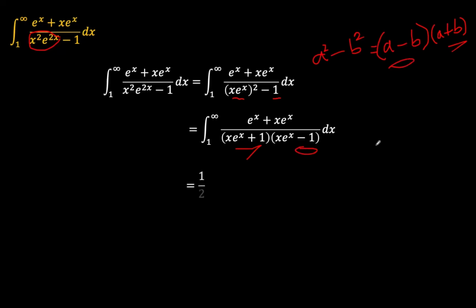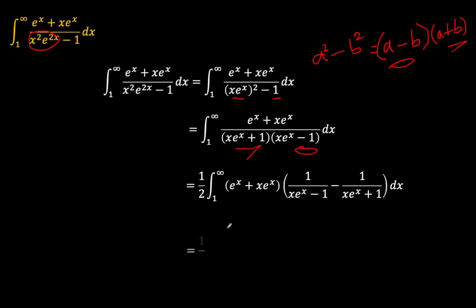Now, we can go ahead and express this as a partial fraction. Now we do that ignoring the numerator. 1 over the denominator is the same as 1 over x times e to the power x minus 1 minus 1 over x times e to the power x plus 1 times a half. Because when you combine this, you have a 2 in the numerator, and to cancel that 2, we have a half here.